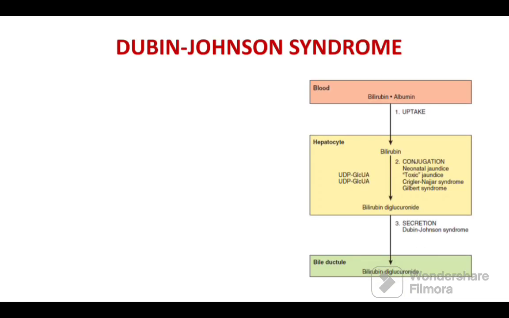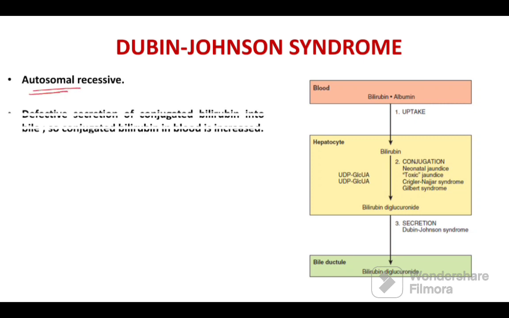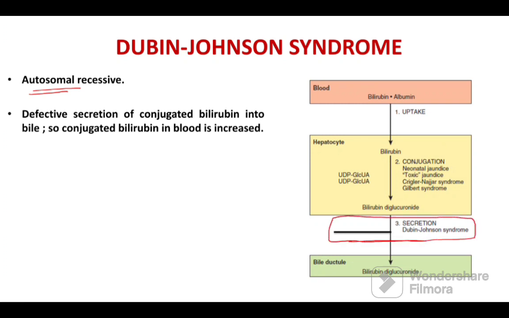Firstly, the Dubin-Johnson syndrome. It is an autosomal recessive type of inherited disorder. The basic defect here is the defect in the secretion. So there are four different stages in the bilirubin degradation. One, when the bilirubin is taken up by the liver cells or the hepatocytes, and in the liver the bilirubin undergoes conjugation, and after conjugation the bilirubin is secreted into the bile, and then from the bile it is excreted into the intestine. So the defect here lies at the level of secretion.